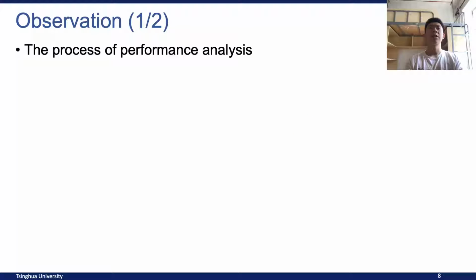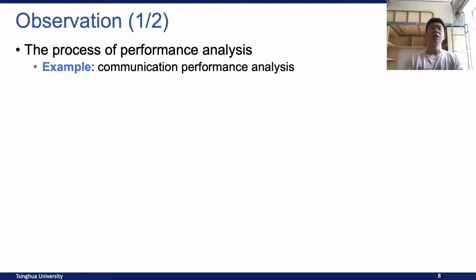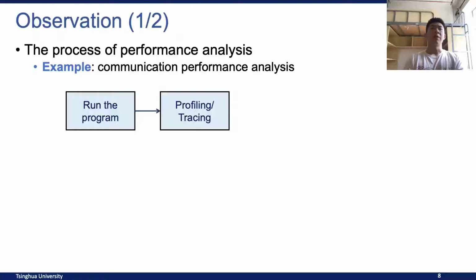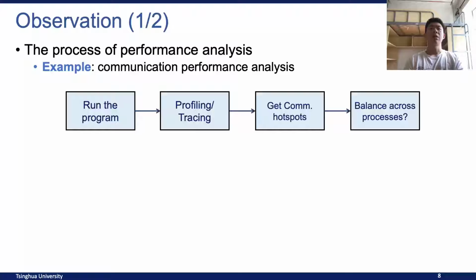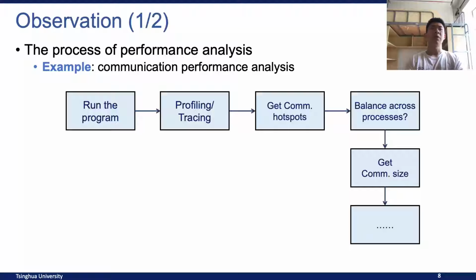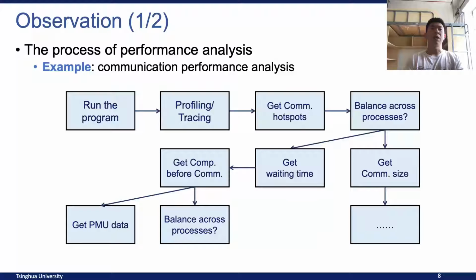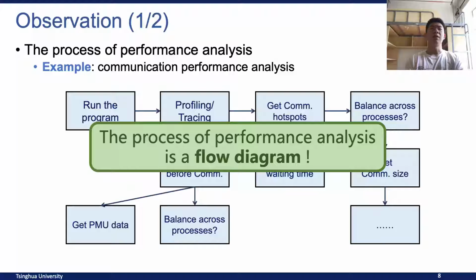We take communication analysis as an example to show the process of performance analysis. To analyze the communication performance, we first run the program with profiling or tracing. After execution, we get communication hotspots and check whether these communications are balanced across different processes. If they are imbalanced, we further check whether the communication sizes are balanced, or check the synchronization time of each process. We observe that the process of performance analysis is a flow diagram.